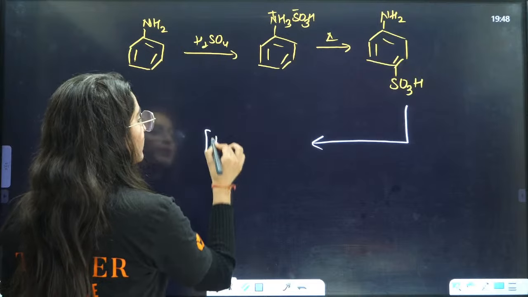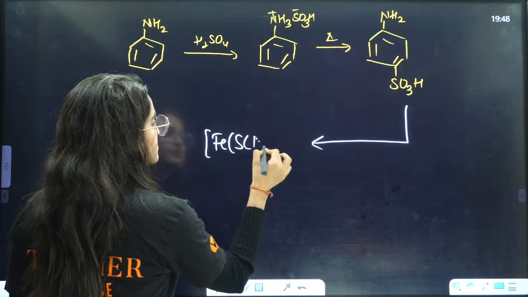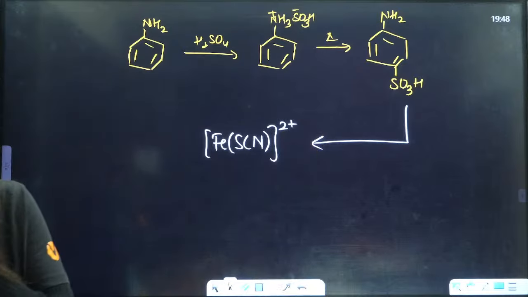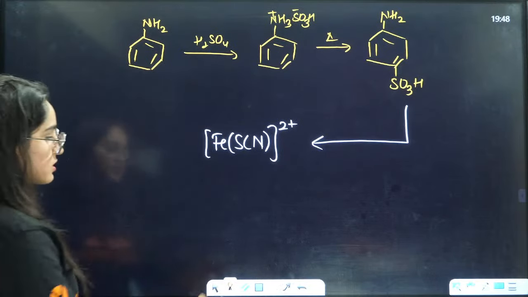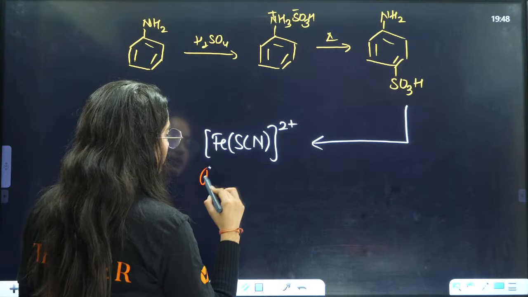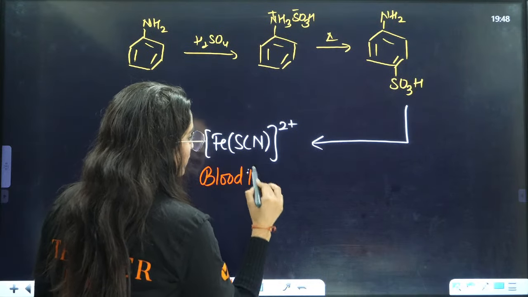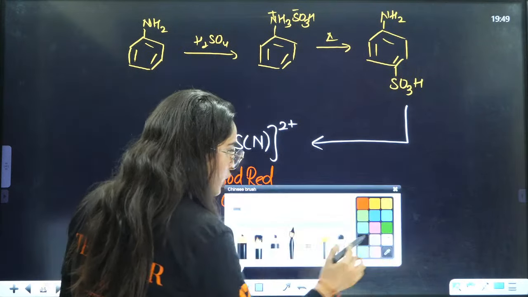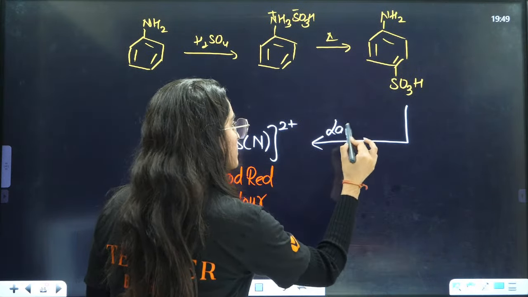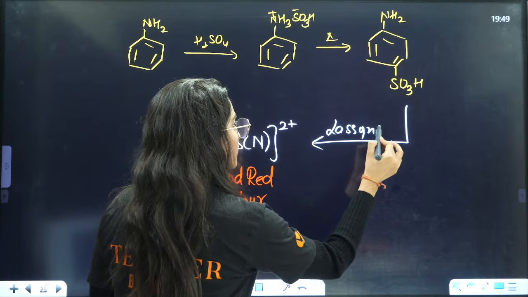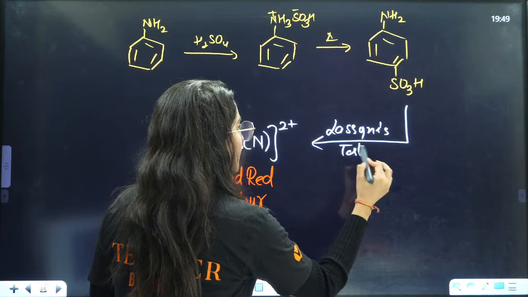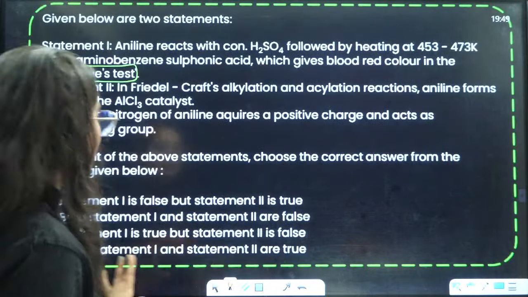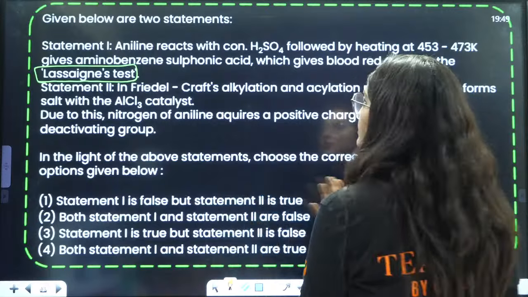Now, this on Lassaigne's test will give us blood red color, right? And that blood red color is of SCN2 positive, 3 positive, right? Okay, so this is a blood red color that you will get. Blood red color. That is the true statement. This is Lassaigne's test. Right? Okay. So that is the true statement. Right? That is why I have told you myself only.